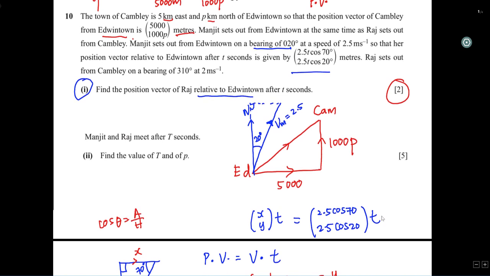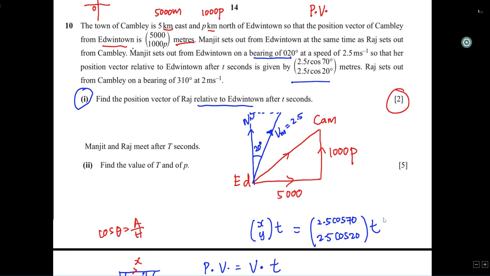Alright, so how about Ra? Ra will step out from Cambry. I will choose a favorite color for Ra, maybe green. Ra will step out from Cambry on the bearing of 310. So you have to understand how 310 will look. This is 270, and 310 is something like this. And here is 50 degree because the whole thing is 360. If this is the north here, I know this is how it will look for 310. And here is definitely 50 degree.